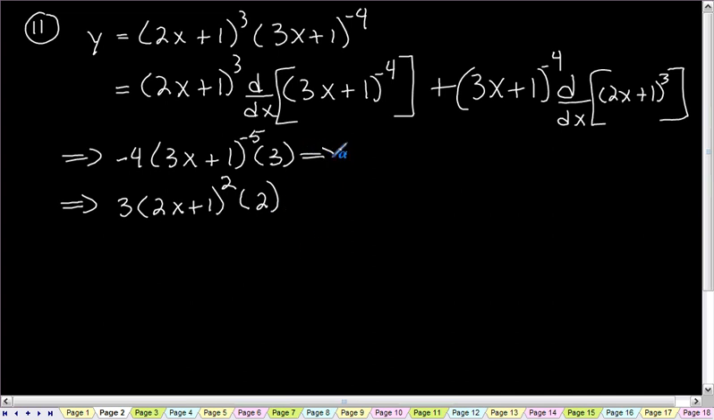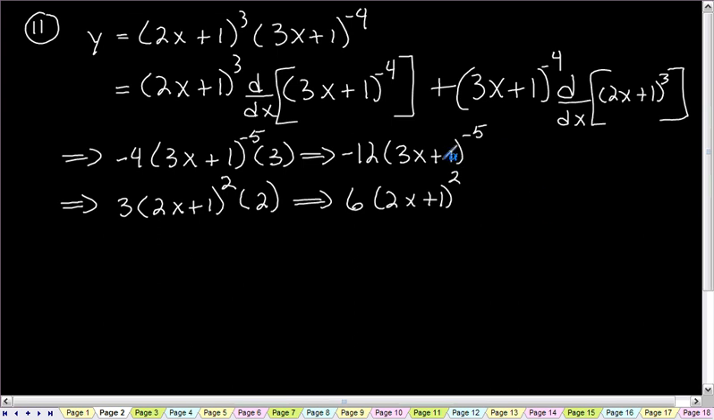Simplifying a little more, this becomes -12 times (3x plus 1) to the -5th. This becomes 6 times (2x plus 1) to the second power.